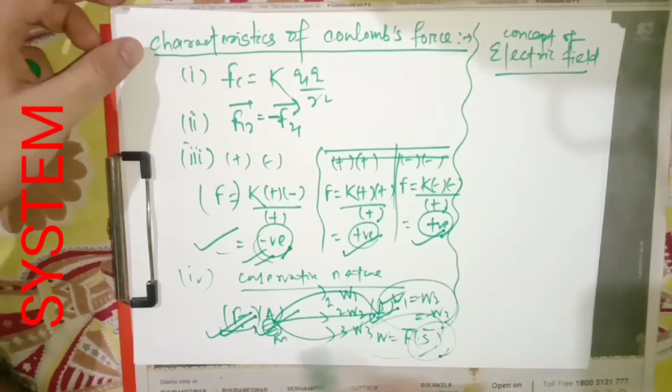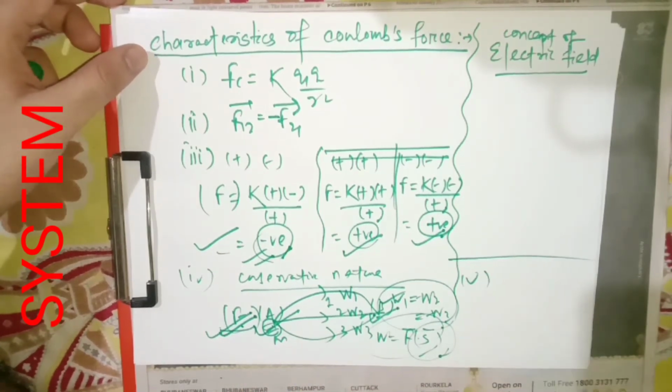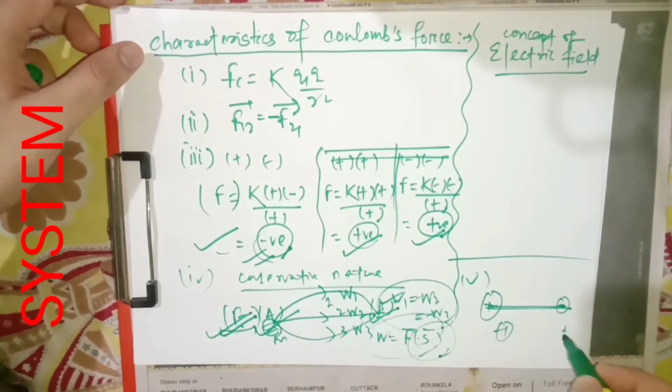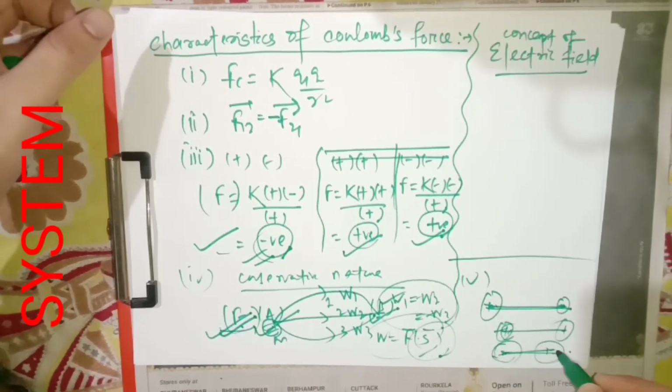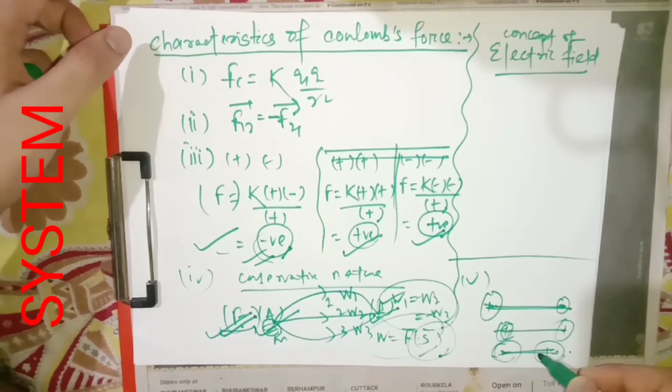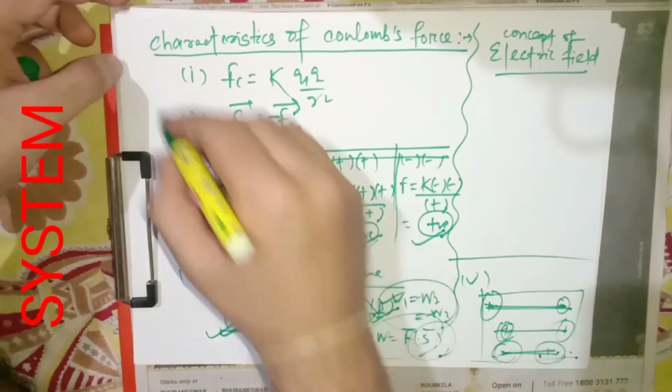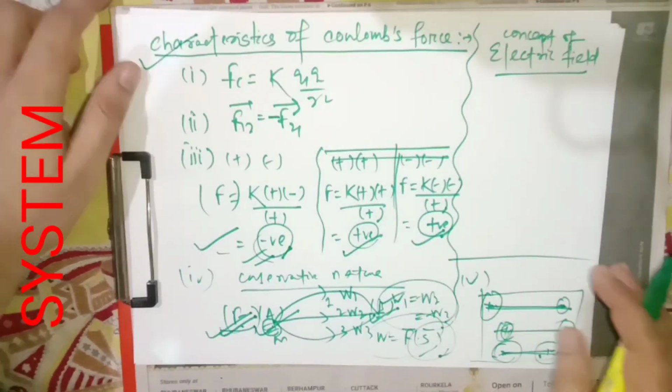Another fact is that Coulomb's force is a central force. It acts along the line that joins the centers of the two bodies, maybe positive positive, maybe negative negative. It acts along the line joining the centers of the two masses or two charges. So this is called a central force. This is all about the characteristics of Coulomb's force.